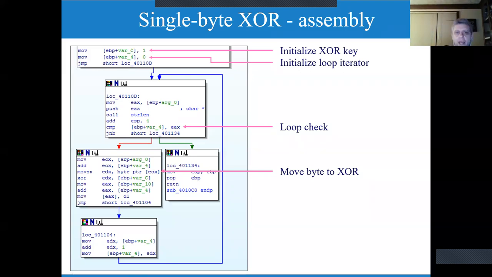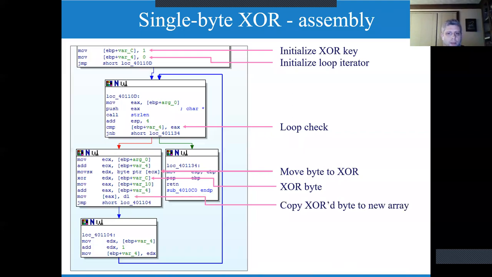Here we're moving a byte to obfuscate into EDX. Then we XOR the byte with our key. Remember, our key is in var C. Then we copy the XORed byte to a new array, increment our loop iterator, and then jump back up to the very beginning of the loop.